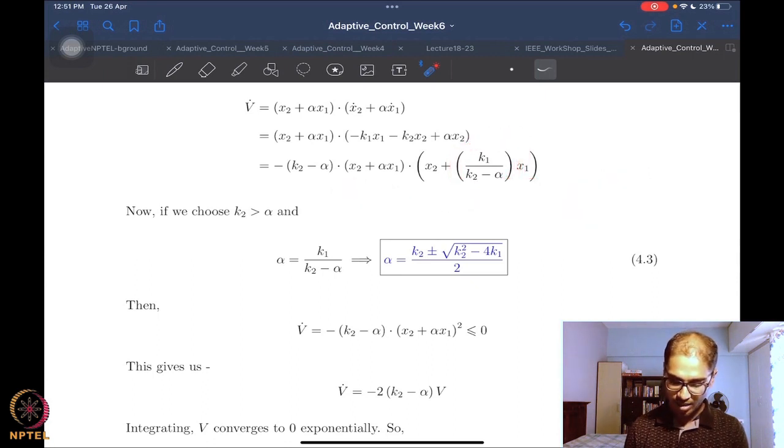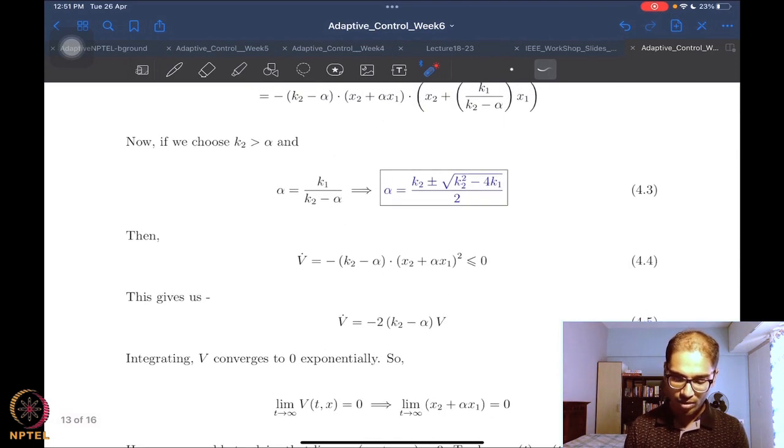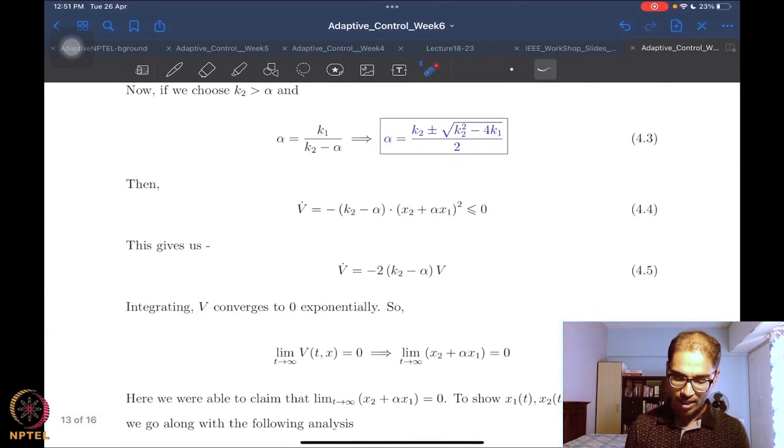That's what we write here, x2 plus alpha x1 whole squared. On top of that, I have already put in the requirement that k2 is greater than alpha, so this quantity is strictly positive. Therefore, this entire quantity is negative semi-definite. The other cool thing to see is that this exactly looks like the V; in fact, this is twice of the V function that we chose. So I substitute x2 plus alpha x1 squared as twice V.